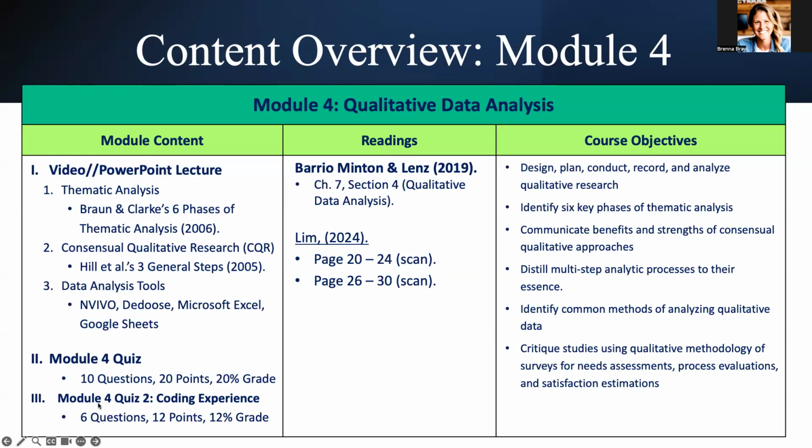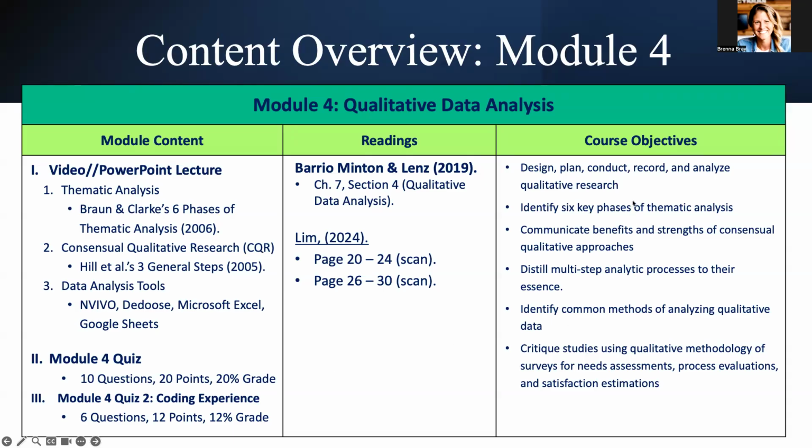And this module is unique in that we actually have 2 quizzes. So the second quiz is a coding experience. You're going to be able to practice a little bit of coding. That quiz will have 7 questions. It'll be worth 12 points, so 12% of your grade. And again, each quiz you can take an unlimited number of times, and you need an 80% or greater to pass each quiz, each module, and the course overall.